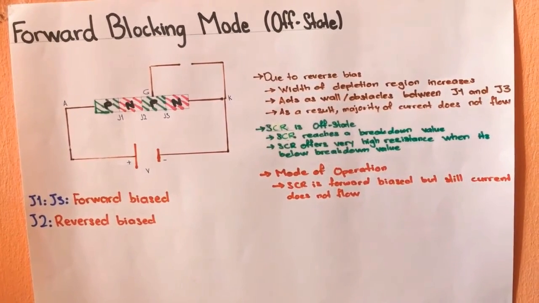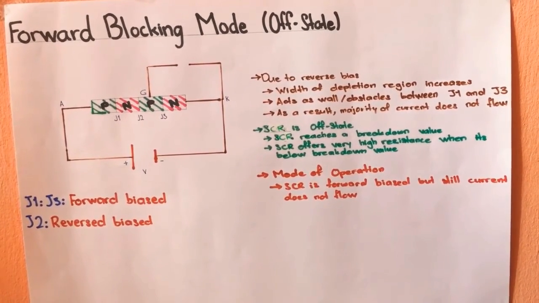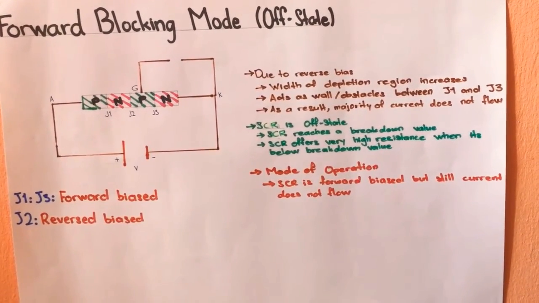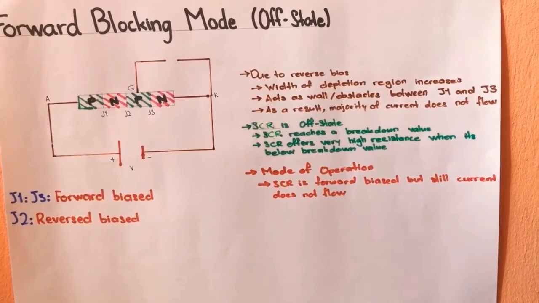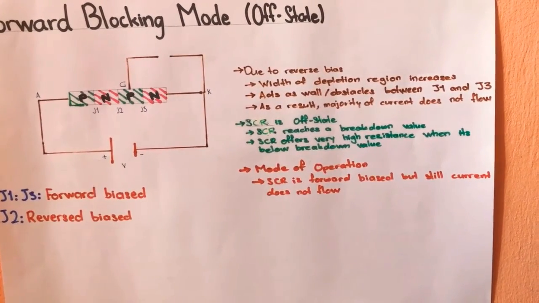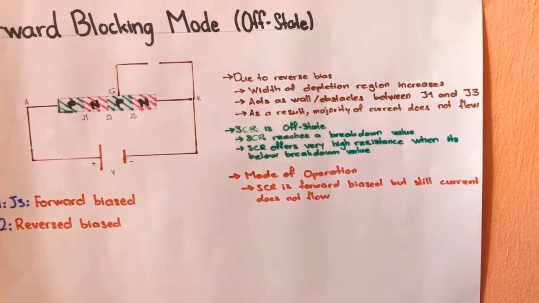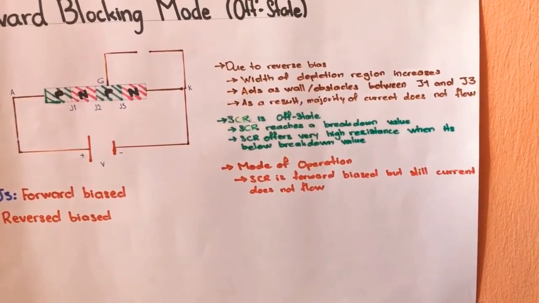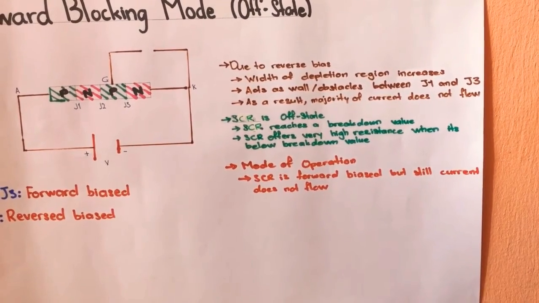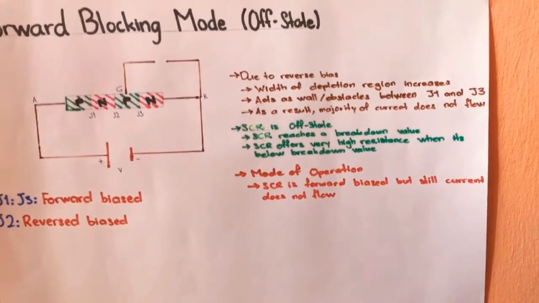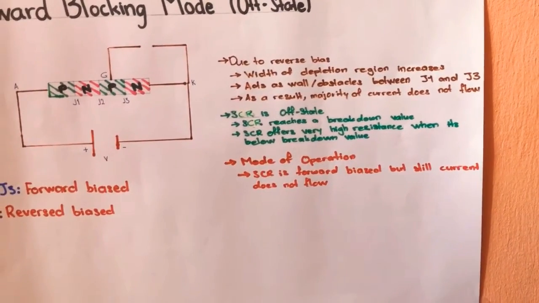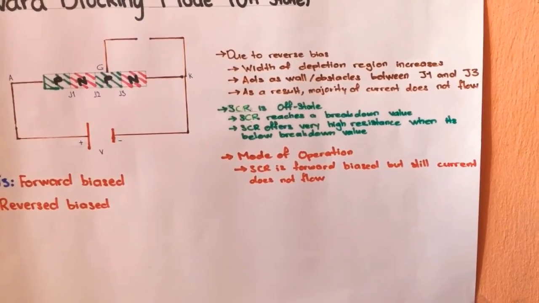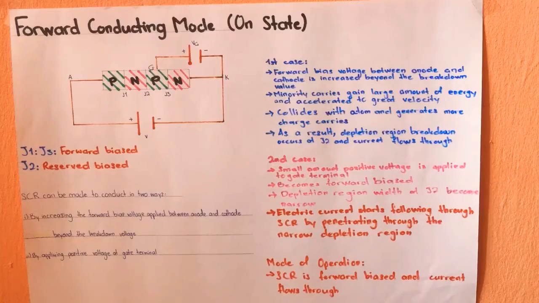SCR in this mode is considered off-state. The reason is that the SCR has not reached its breakdown value, and it offers a high resistance. The reason it is called forward blocking mode is because even though the SCR is forward biased, there is no current flow.